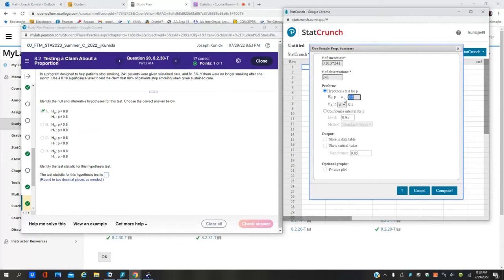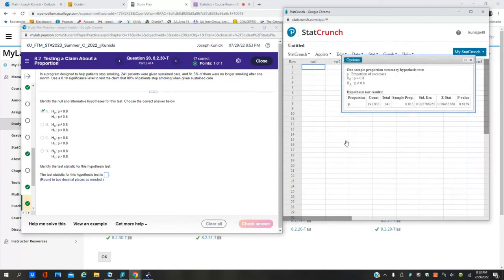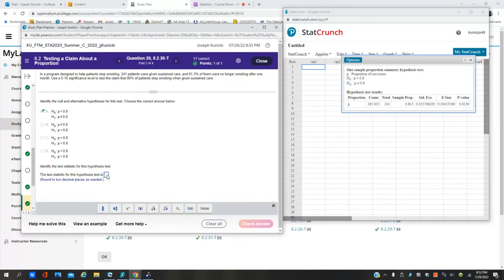So the null is 0.8, or the P naught. P naught is 0.80, and it's queued up for a two-tailed test. You can see right there, we have the three choices, two-tailed, left-tailed, right-tailed. So we want it to be two-tailed, as was in part A there. So compute. The test statistic is the Z-stat. At two decimal places, it's 0.50, which is rather small.